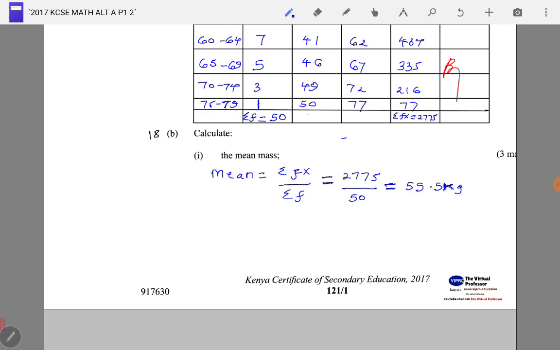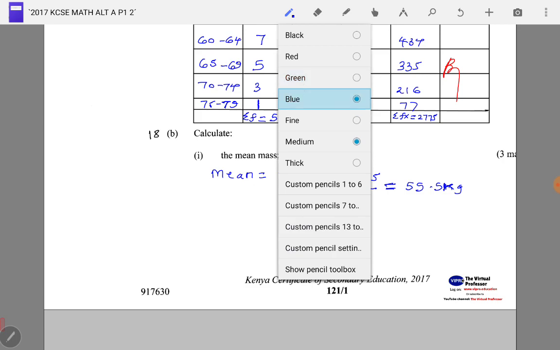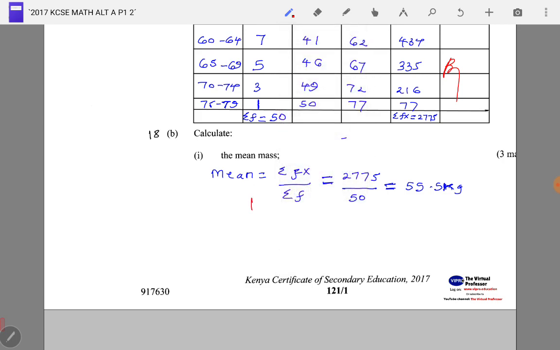Because you are dealing with masses in kilograms, our mean must also be in kilograms, and therefore it is called the mean mass. If you write 55.5, it is correct, but it is not accurate. So if we write 55.5 kilograms, that is the correct mean. For calculating the mean, we shall get M1 for the formula, M1 for substitution, and A1 for the correct value.